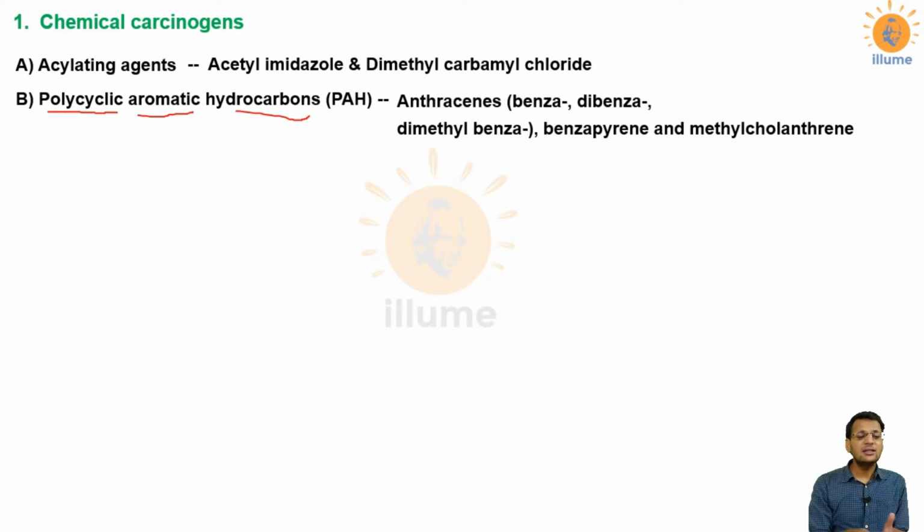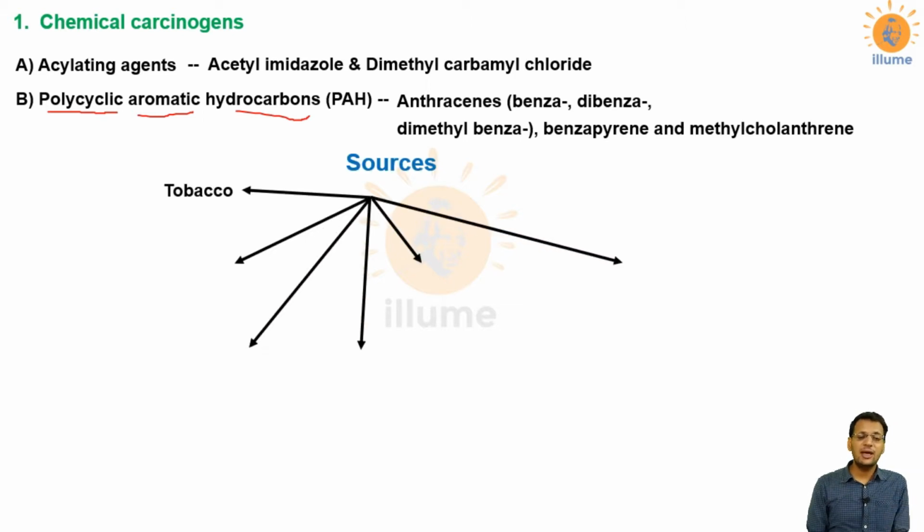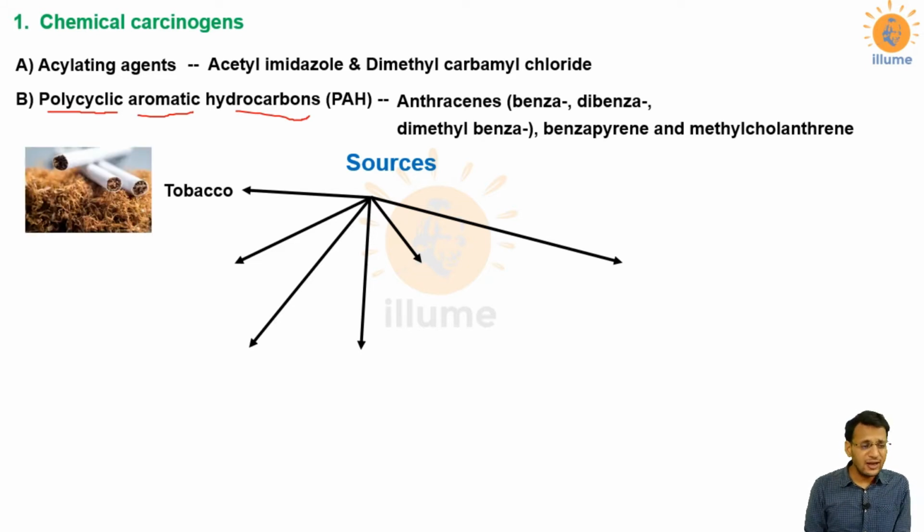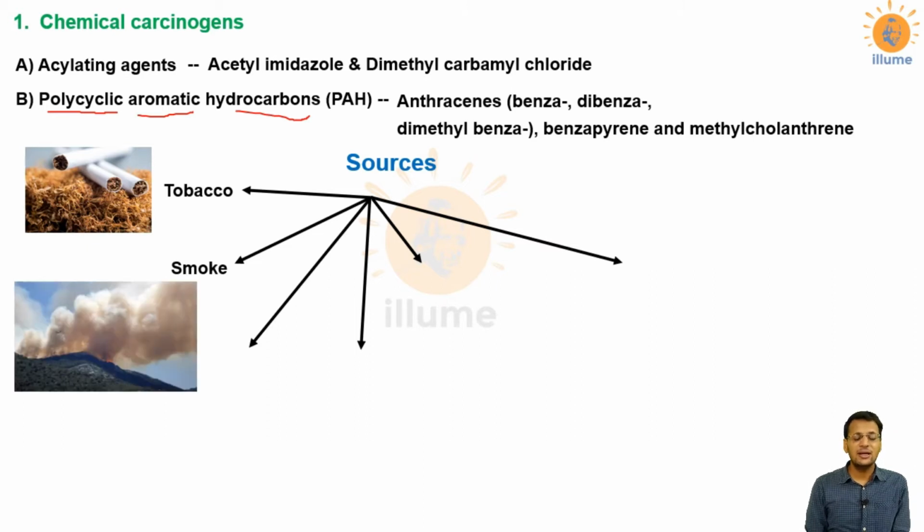Now, what are the sources of all these polycyclic aromatic hydrocarbons that we encounter in our daily life and that cause cancers? The sources of PAH are multiple, and the first one is tobacco. We very well know the role of tobacco in cancer development. So tobacco has got nicotine and other PAH that are responsible for cancer development. Then smoke that is produced in industries or a fire, that is also a source of PAH.